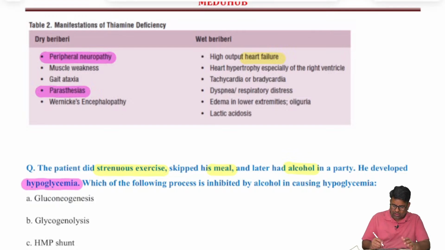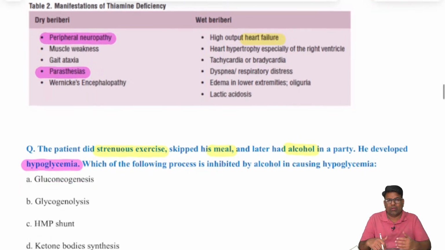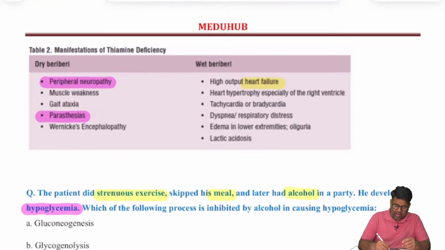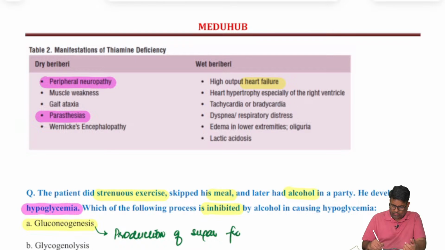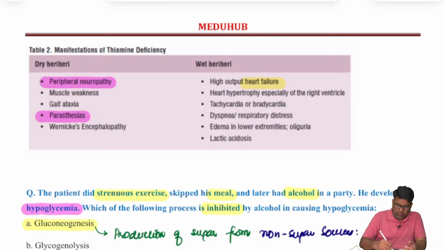hypoglycemia. In terms of biochemistry, it is being asked what biochemical process has been affected by this alcohol consumption that resulted in hypoglycemia. Actually, alcohol inhibits gluconeogenesis, and I think most of you must know what gluconeogenesis is. It is the production of sugar from non-sugar sources, right? So from non, what are they?